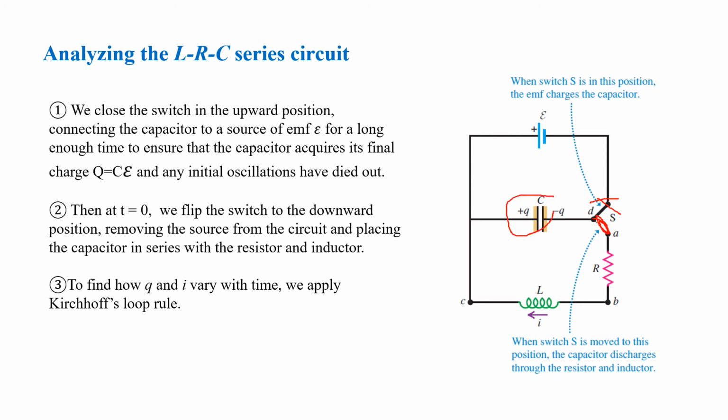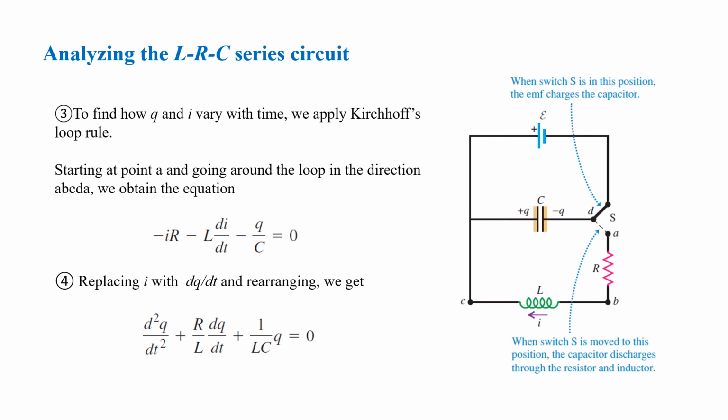Now your capacitor will begin to discharge through your resistor and your inductor. To find how Q and I vary with time, we apply Kirchhoff's loop rule. Starting at point A with this current direction, you have minus IR for your resistor, minus L di over dt for your inductor, and minus Q over C for your capacitor. These are again your voltage drops across your circuit components. You don't have any other components, so that's equal to 0. And this is your equation here.